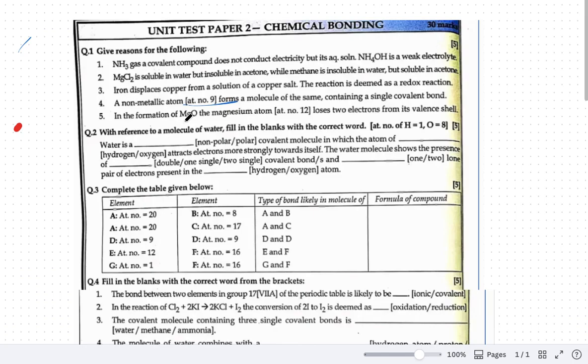In the formation of MgO, the magnesium atom loses 2 electrons from its valence shell. Magnesium will lose 2 electrons from its valence shell because the electronic configuration of magnesium is 2,8,2. So after losing 2 electrons, it comes to its more stable configuration. It comes to the octet formation of 2 and 8, which is a very stable condition. So it loses 2 electrons.